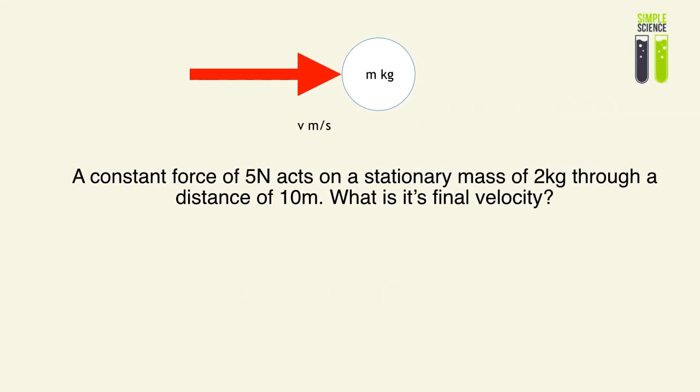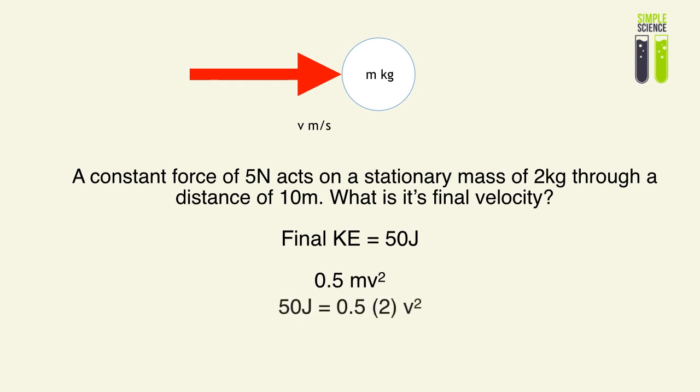But what if we were asked the same question, the same details, but given a different question, that is to find the final velocity. So we know that the final kinetic energy, from the previous question, is 50 joules, and we know that kinetic energy is equal to half mv squared, where v is the final speed. And we equate 50 joules is equal to half 2v squared, and we can find v as 7.07 meters per second.